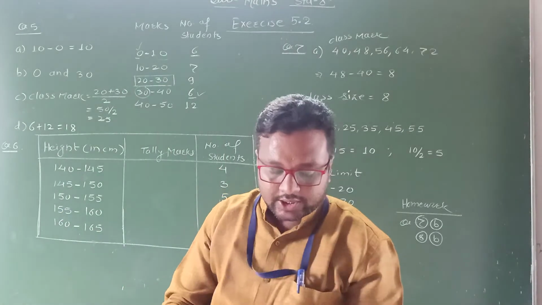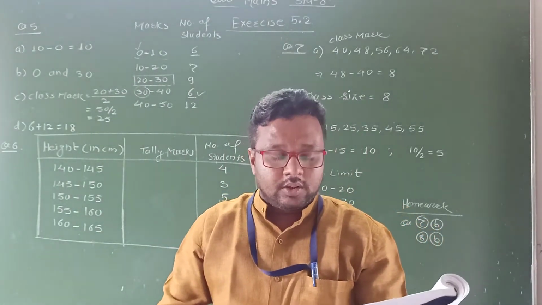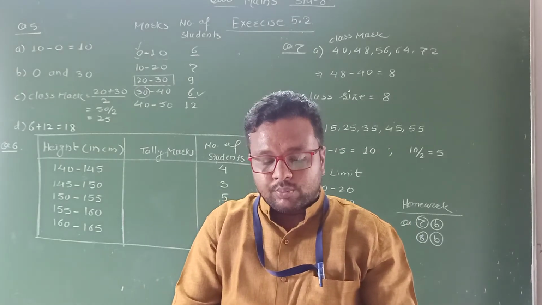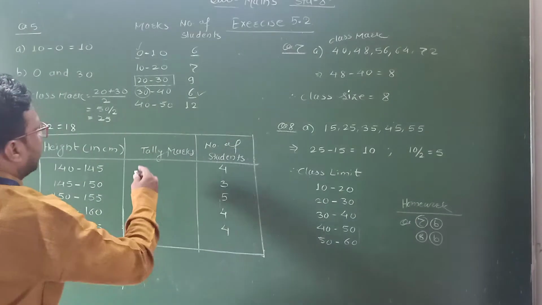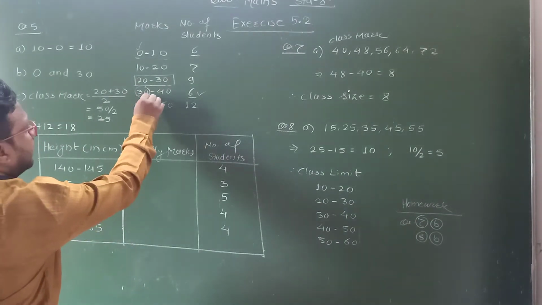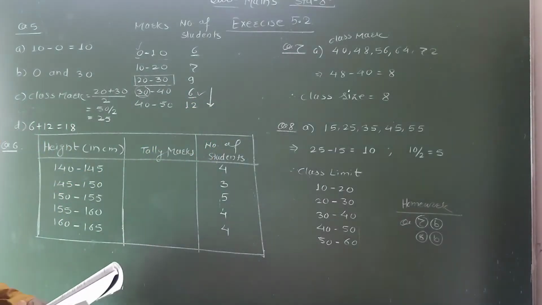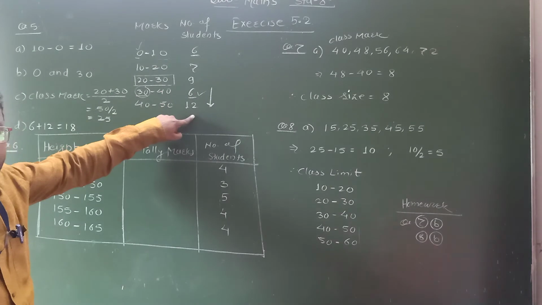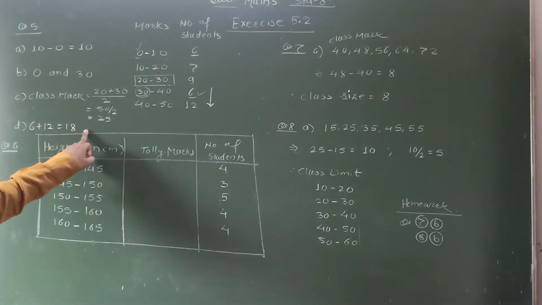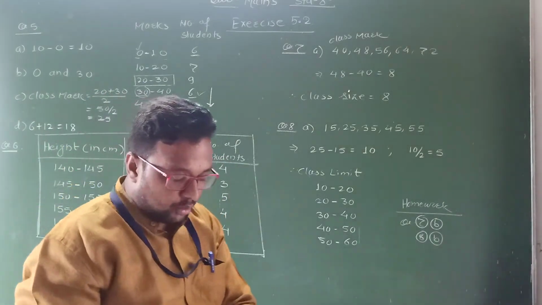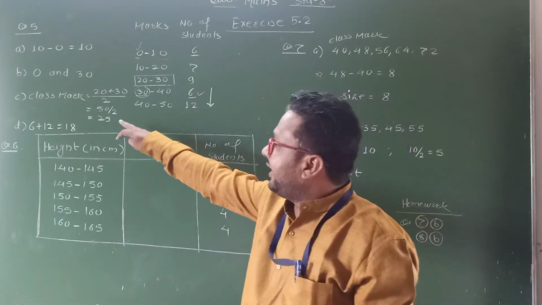Now see the next question. How many students obtained marks more than or equal to 30? That is from 30 to 40, then 40 to 50. It is 6 and 12 students. Therefore the total number of students is 6 plus 12, equal to 18. 18 students got more than or equal to 30 marks. This is the answer of D.